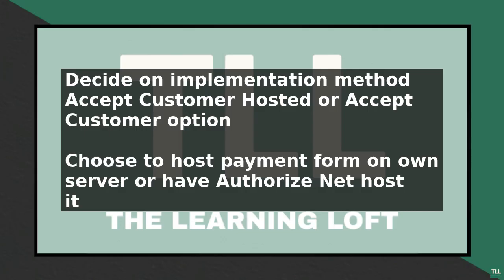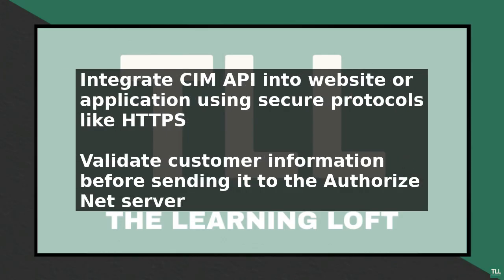In terms of practical examples, you can use the Authorize Net CIM integration to allow customers to save their payment information for future purchases. This can be especially useful for businesses that have repeat customers. You can also use the CIM integration to allow customers to manage their own payment information, such as updating their credit card expiration date.